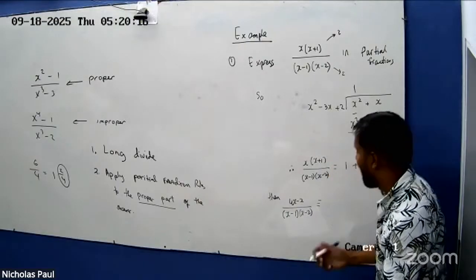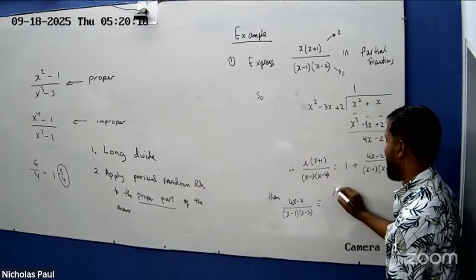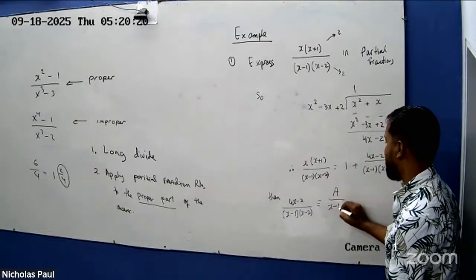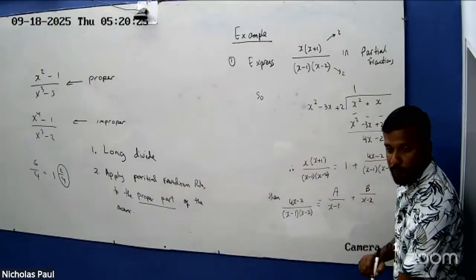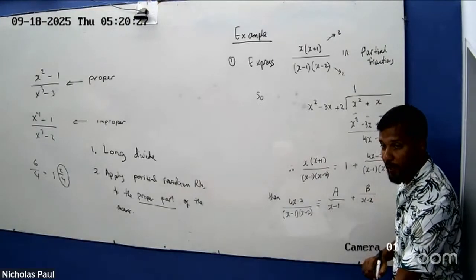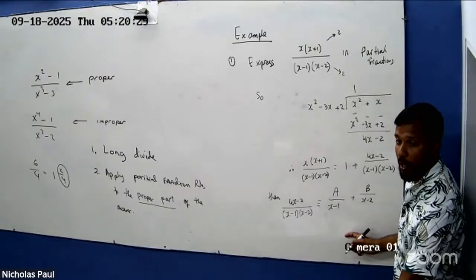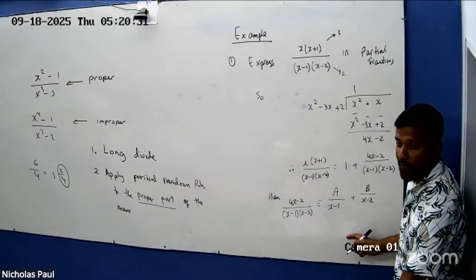They are linear, right? So it will be a over x minus 1, b over x minus 2. They are linear. What to do now?